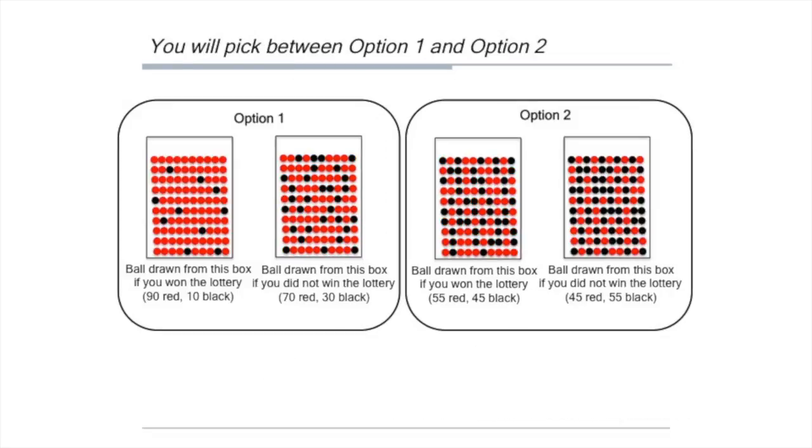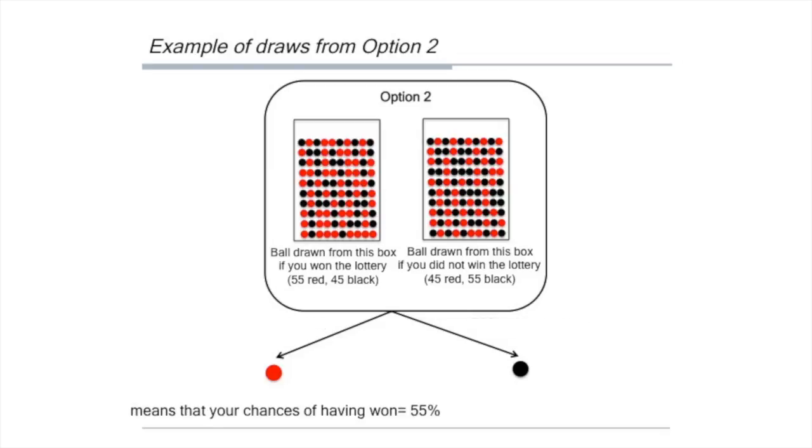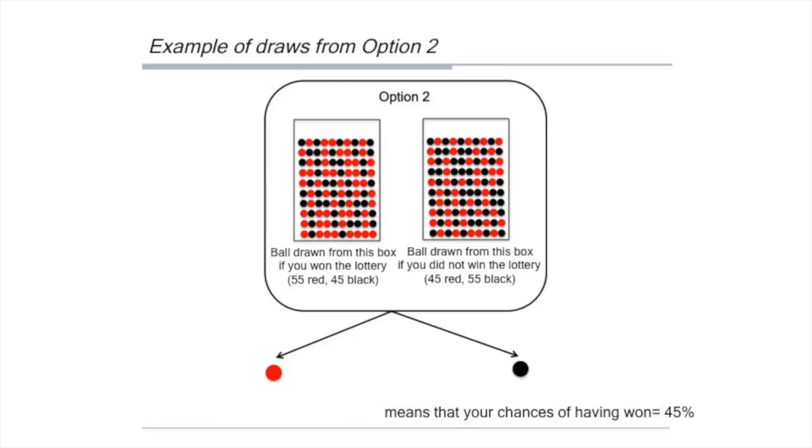Now let's look at option 2 instead. In option 2, you can expect to see a red ball 50% of the time and a black ball 50% of the time. When you observe a red ball, it means that your chances of having won are 55% because there are slightly more red balls in the left box than in the right box. When you observe a black ball, it means that your chances of having won are 45% because there are slightly fewer black balls in the left box than in the right box.